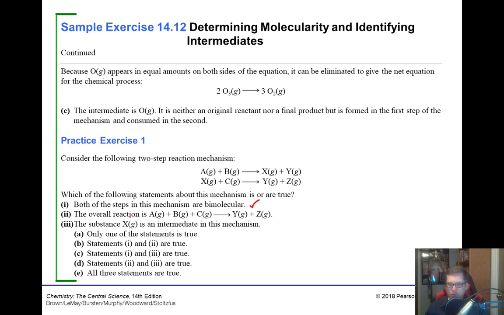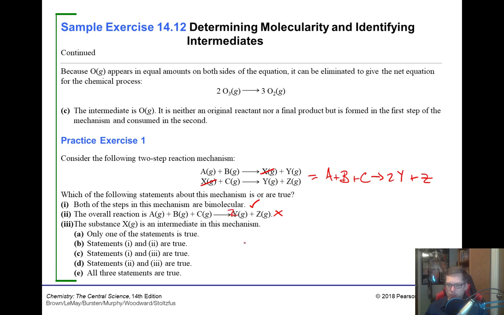It says the overall reaction is A plus B plus C yields Y plus Z. Well, let's try it. We're just going to add this up. So A, there's nothing to cancel, so we'd have an A. B, there's nothing to cancel. X would cancel with our X, and then we're good. So this would become A plus B plus C yields, and then we've got two Y's, so 2Y plus Z. Notice we've got two Y's, and there's no two Y's here, so no, that's no good. This should have a 2.